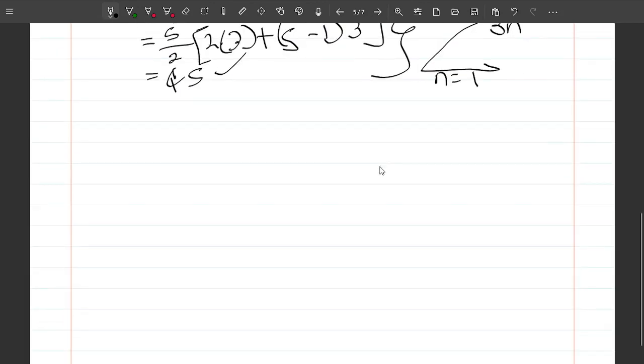Then let's talk about non-successive terms. So I know I gave you the pattern as 3, 6, 9, 12, 15, 18, 21, and it keeps going. This is 3, 6, 9, 12, 15.